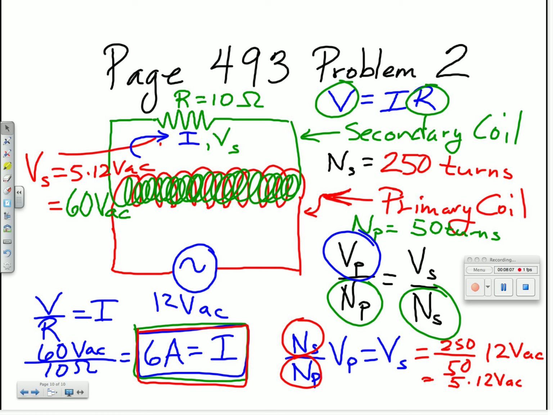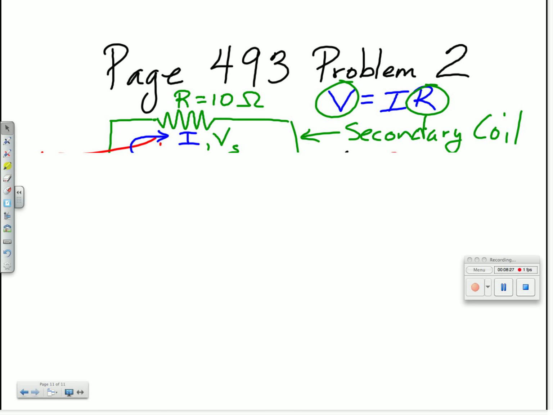Now, we have one last part. The last part says, what is the power supplied to the primary coil? Okay. Now we can find power because we have ourselves another relationship, and that relationship is as follows. Power is equal to current times voltage.